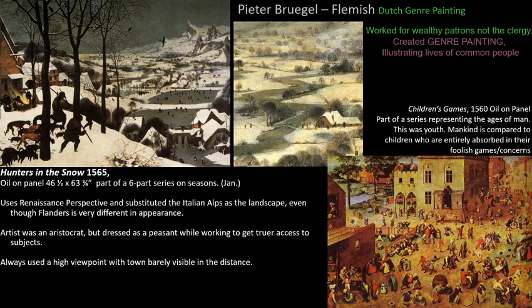So he did a couple of different series of work, and one of them is this 6-part series on the seasons, and this one here, Hunters in the Snow, obviously represents winter. I think he had it broken down into months, and this one is January. So when he painted, he went and studied Renaissance perspective, and he did that in Italy and came back and brought it into Flanders. And so what he ended up doing was substituting the landscape. So he used the Italian Alps and put them there in this landscape that doesn't really make any sense. And yet the rest of the landscape looks like his home. So it's kind of interesting.